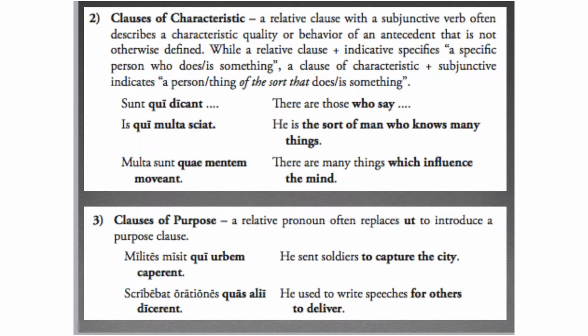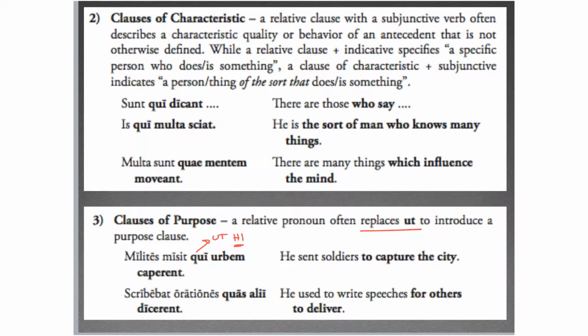And so similar to the connective relative, where the relative pronoun stands in for another word or another combination of words, for the purpose clause, the qui is essentially going to replace ut. So when it says milites misit qui urbem caperent, the qui is essentially equivalent to ut he, right? So ut plus a subject pronoun that would stand in for milites, the antecedent of qui. And so basically it's a regular purpose clause. It just creates a little bit of a closer connection between the two of them.